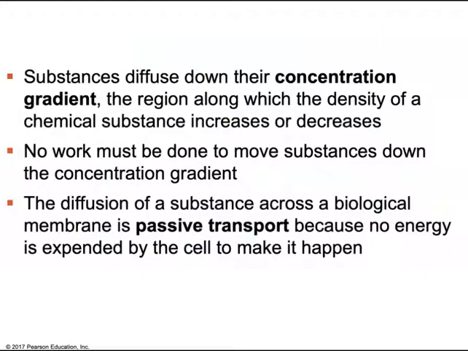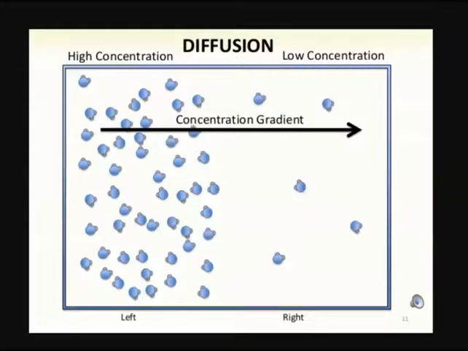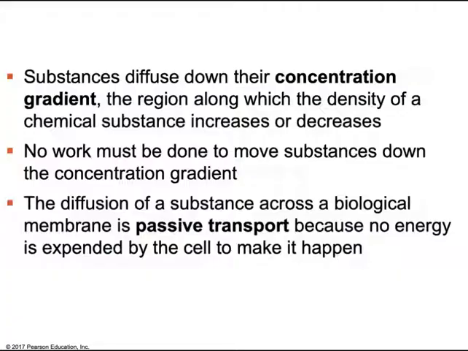In diffusion, substances like those solute molecules diffuse down their concentration gradient, which is the region along which the density of a chemical substance increases or decreases. In other words, substances diffuse from areas of high concentration to areas of low concentration. No work must be done to move substances down their concentration gradient. So when a substance diffuses across a biological membrane, it is a passive transport because no energy is being expended by the cell to make it happen.